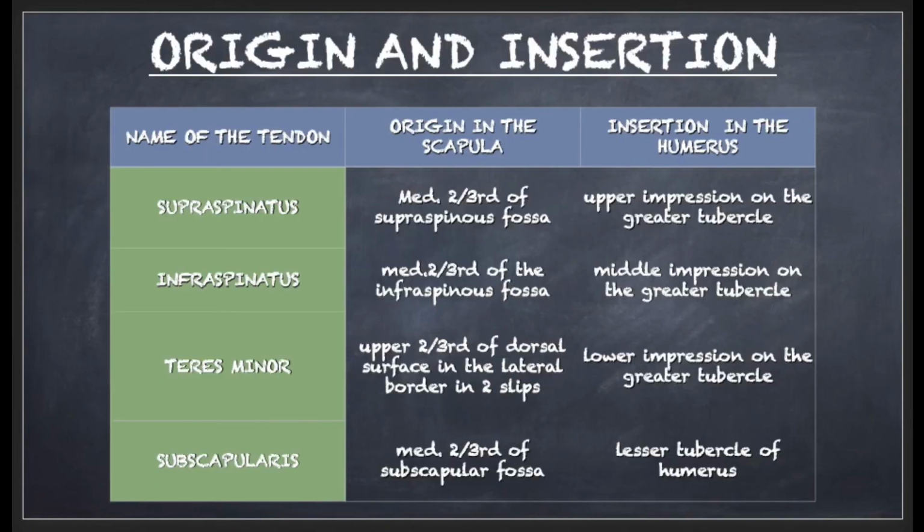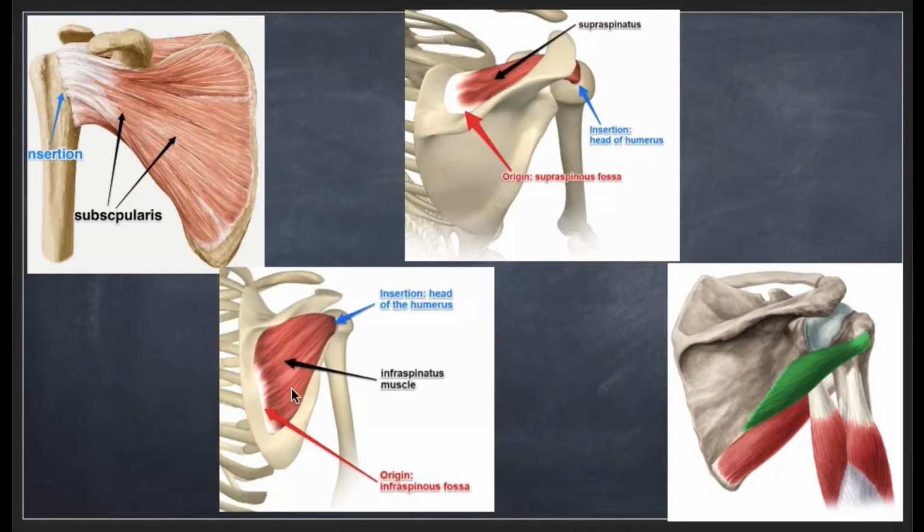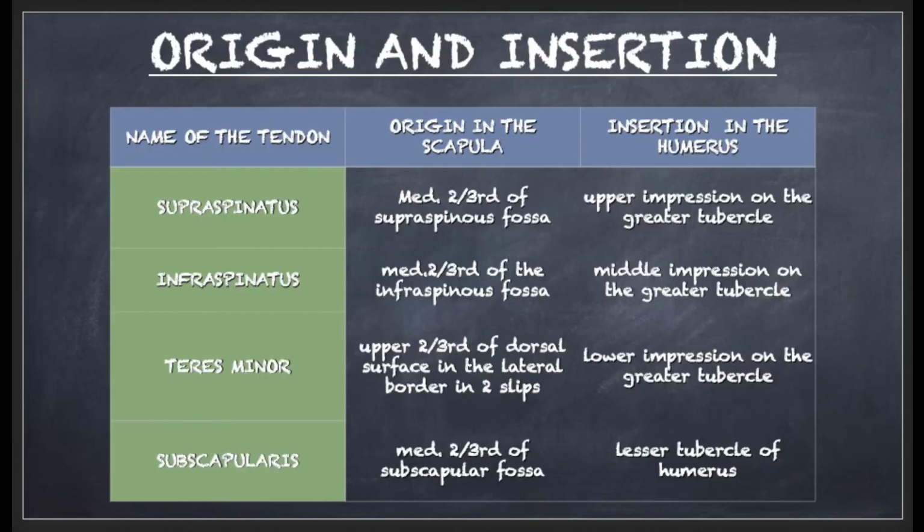Now next we have the infraspinatus. The infraspinatus originates from the medial two-thirds of the infraspinatus fossa of the scapula, and the insertion is into the middle impression of the greater tubercle. So this is the picture we have. This is the infraspinatus fossa, this is the infraspinatus muscle, and its origin is here and the insertion is into the greater tubercle.